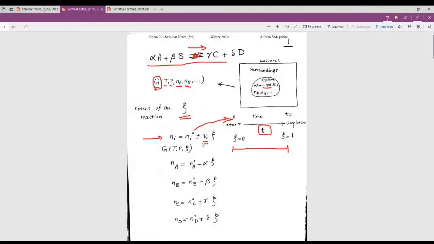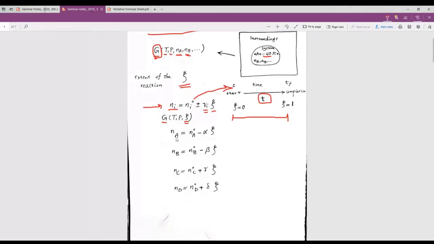Okay. So now, by using this xi, we can replace all these Na, Nb, Nc, all the numbers of moles, by just one variable. So G only depends on temperature, pressure, and one independent variable. This is the independent variable. Everything else, all these numbers of moles, are dependent on this xi using this simple equation.